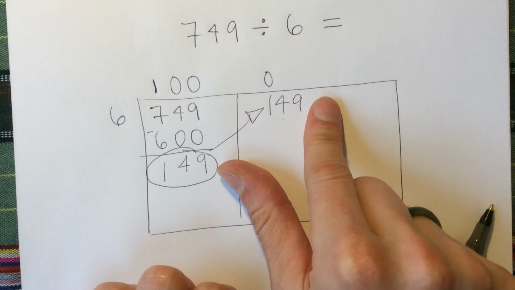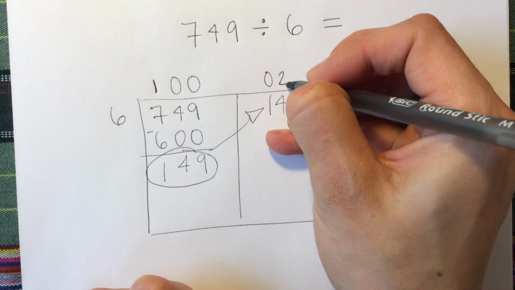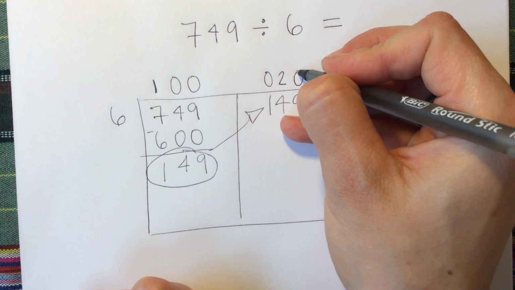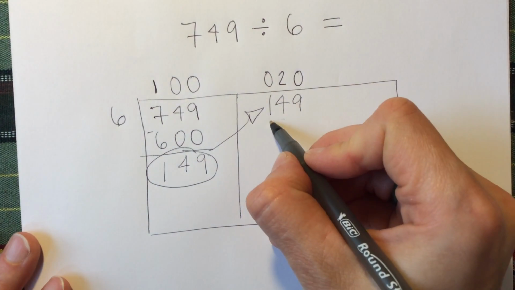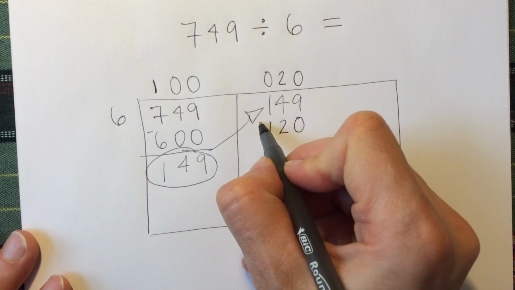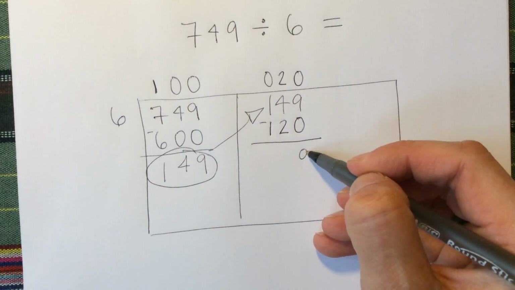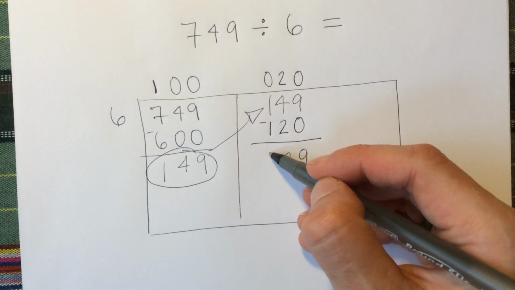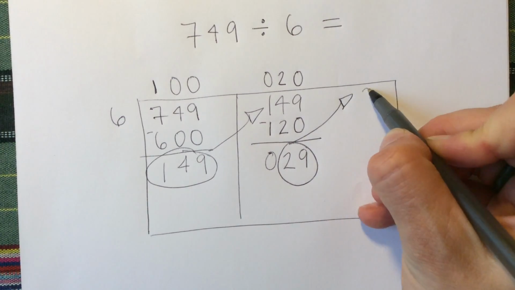So 6, 12. So then we write the 2 here, but it's really in 140, so we are actually writing 20. And how much was 6 times 20? Well, 6 times 2 was 12, so 6 times 20 is 120. And 149 minus 120, well, 9 minus 0, that's 9. 4 minus 2, that's 2. 1 minus 1, 0. So we'll circle the 29 and bring it over here.